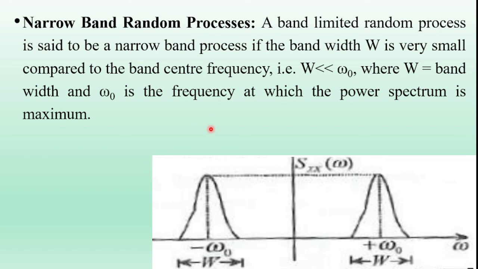So these are different types of random process. That is low pass random process, band pass random process, band limited random process, and narrow band random process.